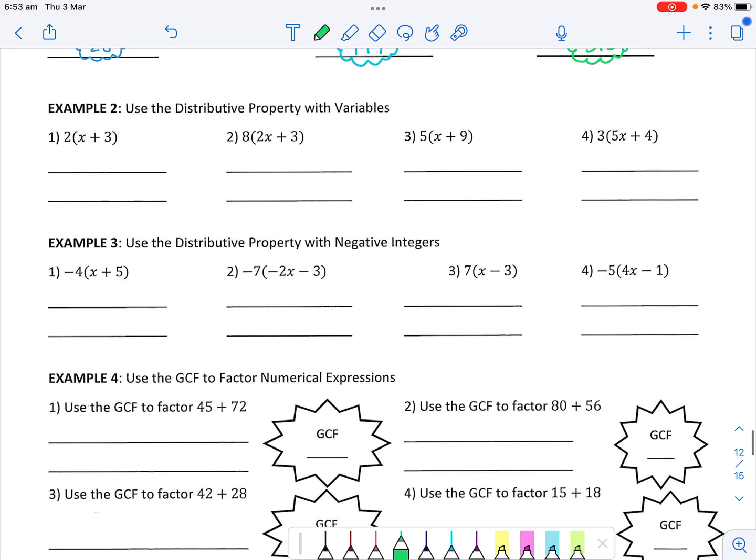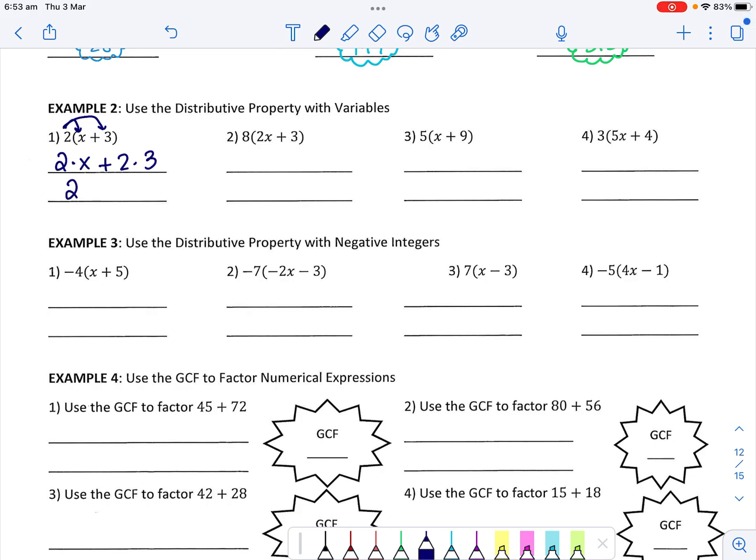Example 2, we're going to do it with variable expressions now. So I'm going to be distributing this 2. And you'll see that I've got significantly less lines. And the reason why I have less lines here is because I'm not going to be able to simplify my algebraic expression the way that I did the numerical expression. So this is going to be 2 times x plus 2 times 3.